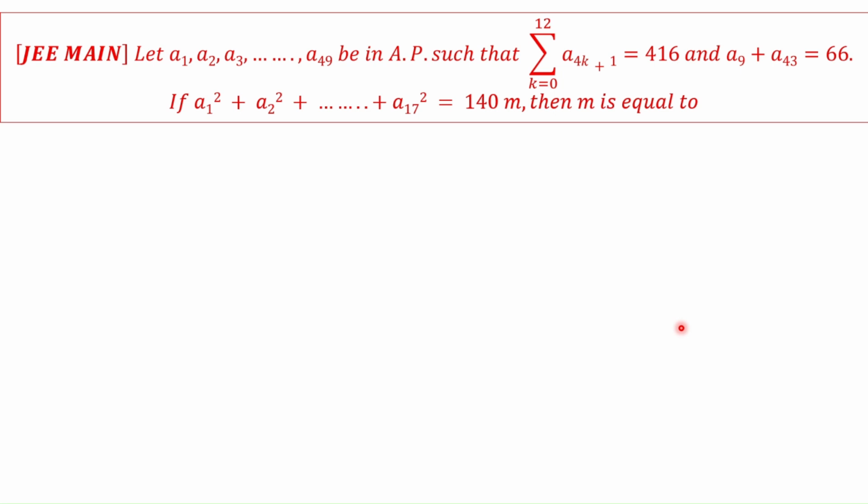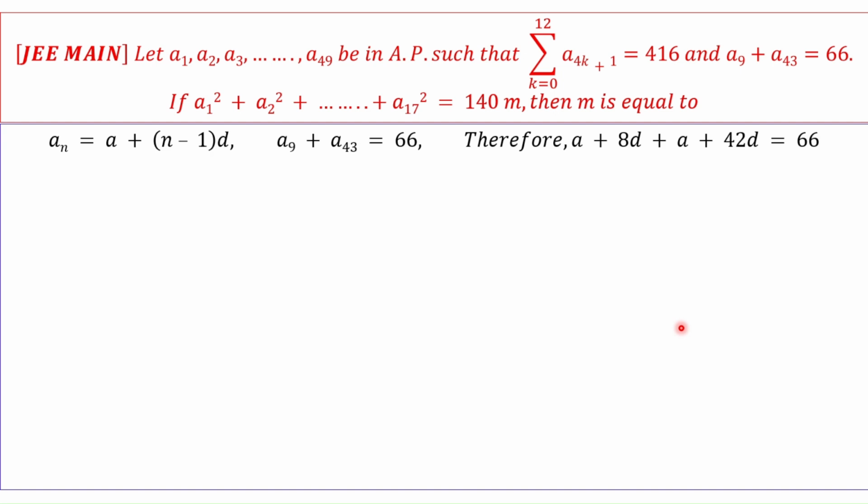Let A1, A2, A3 up to A49 be in AP such that sigma of k equal to 1 to 12, A 4k plus 1 equal to 416. You can see the question there. What is asked is A1 square plus A2 square up to A17 square equal to 140 m. Then what is the value of m? This came in JEE.